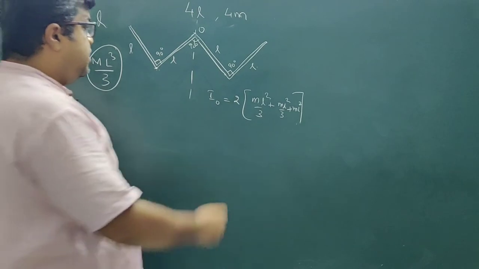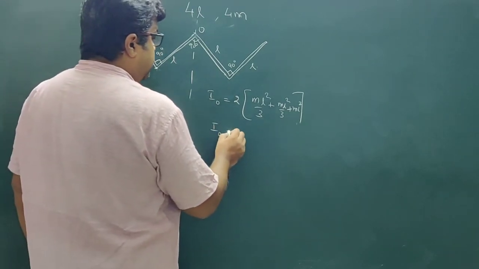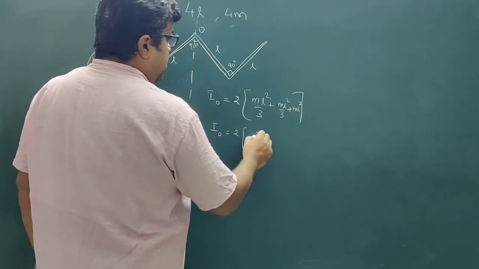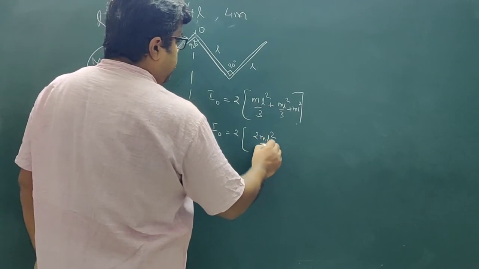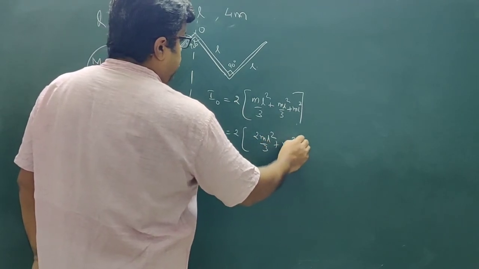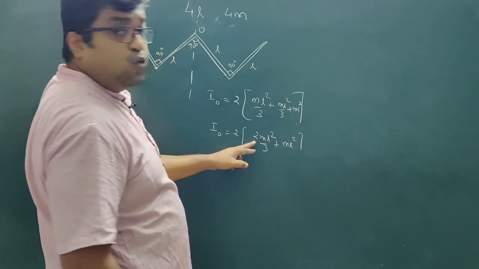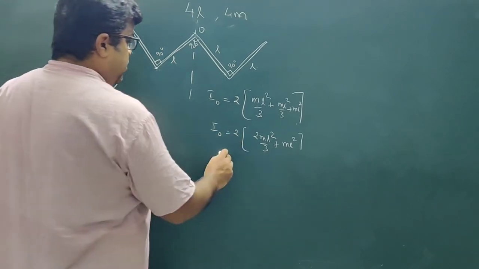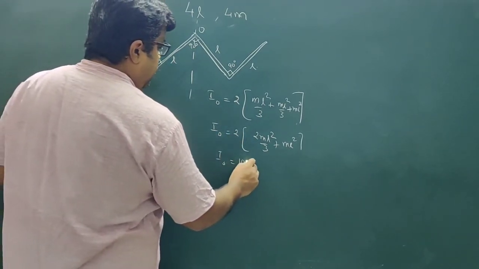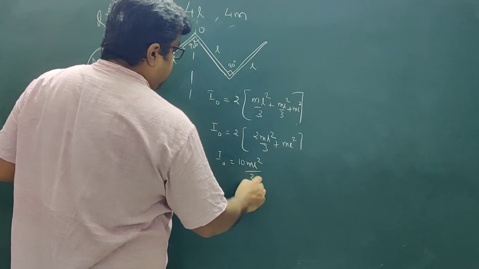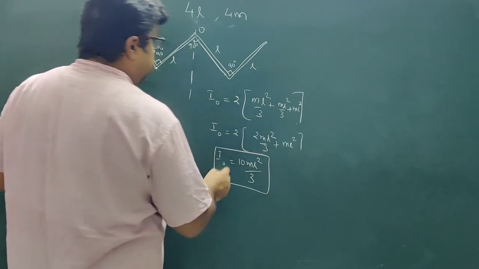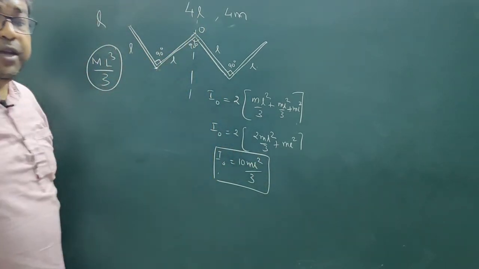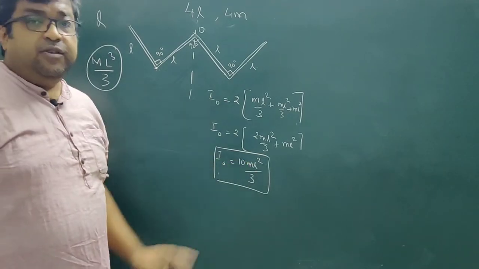So I naught is equal to 2 times (ML squared by 3 plus ML squared). So this is 3 plus 2, 5. So I naught is equal to 10 ML squared by 3. That means the moment of inertia about this axis will be 10 ML squared by 3.